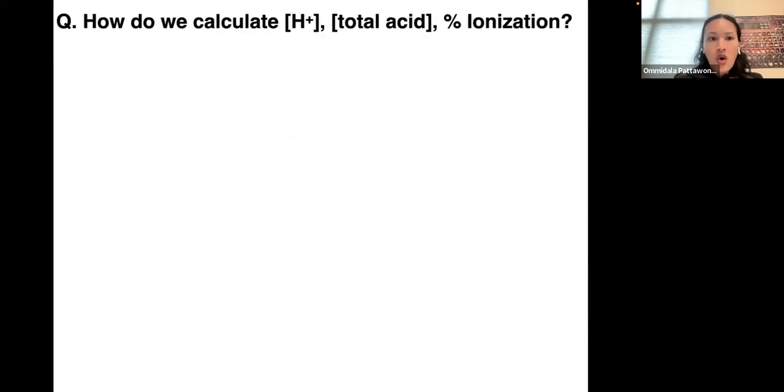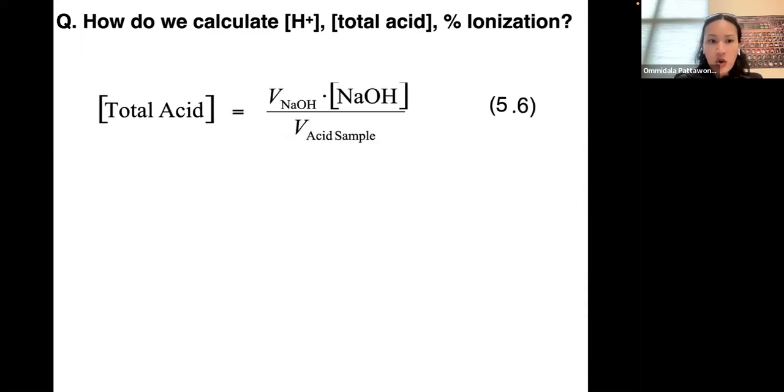Okay, so how do we calculate all of this? The first thing we're going to look at is the total acid. The concentration of the total acid in fruit juice can be calculated from the mole of sodium hydroxide, which comes from the volume of sodium hydroxide multiplied by its concentration. Then we divide this by the volume of the acid or the juice that you use to titrate with the sodium hydroxide.